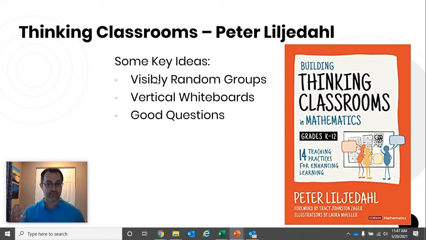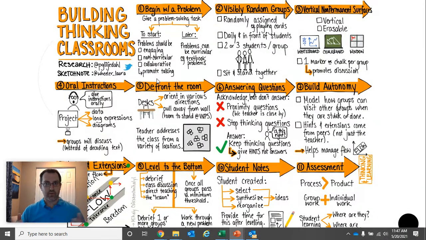But a couple things that we're going to try and really focus on: this idea of random groups, doing some work with vertical whiteboards, and of course the questioning, right? What questions are we going to actually ask?